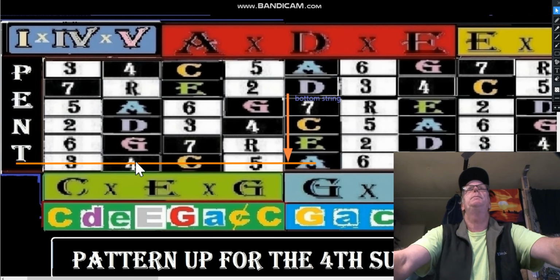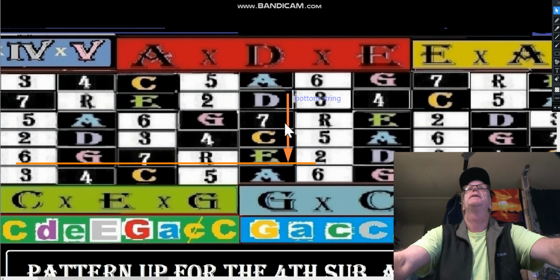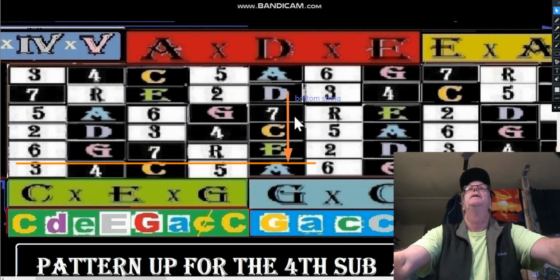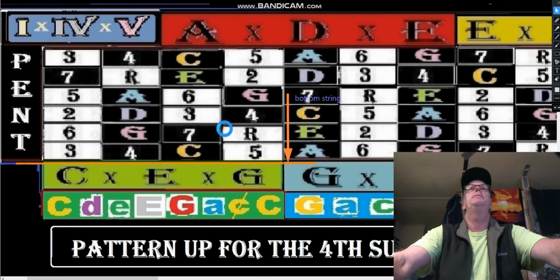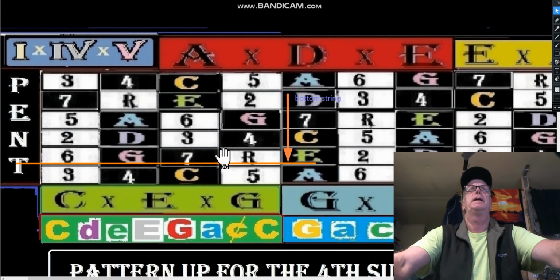So for this discussion, this is going to be the bottom string. Here it even says, you can kind of read it there, bottom string right there, but that text didn't come out too good. So what we're going to be doing is moving the pattern up and moving the pattern down like that.